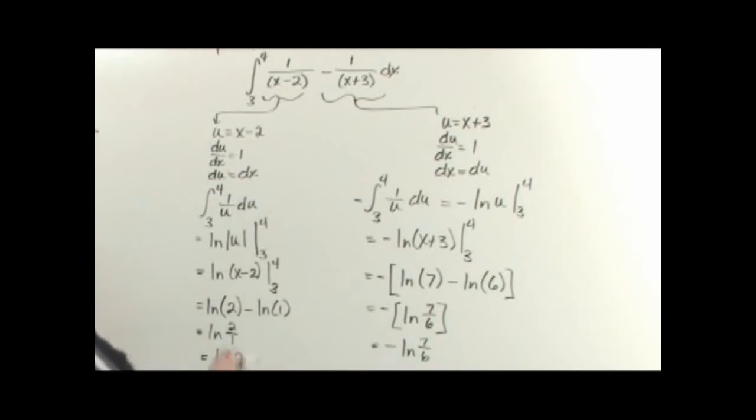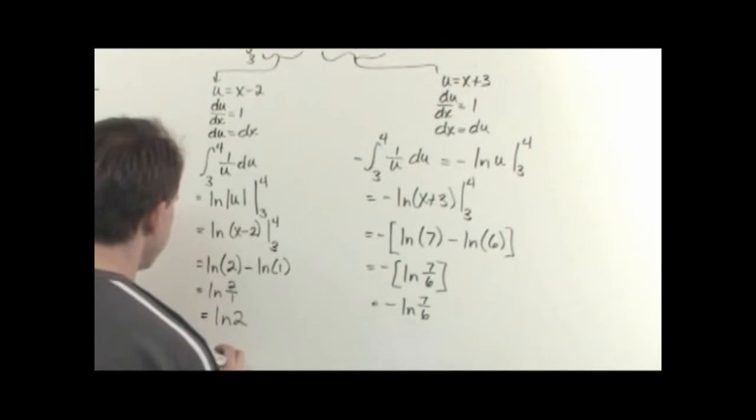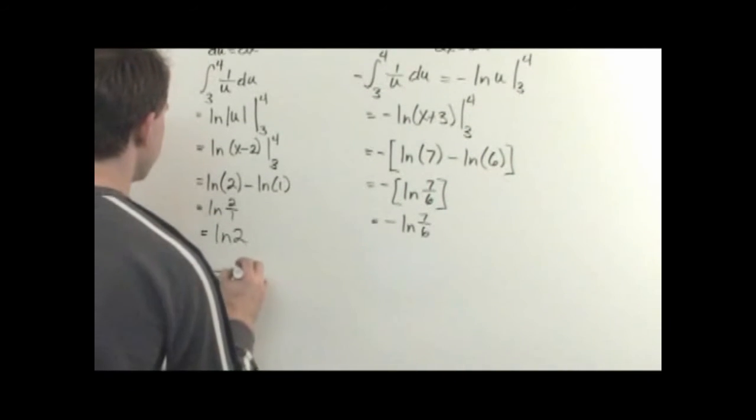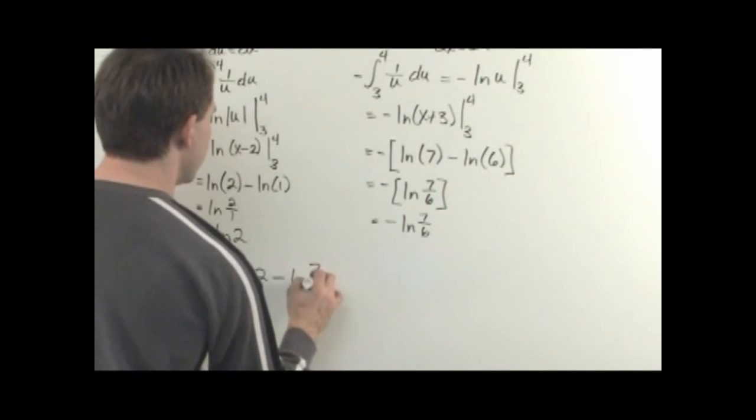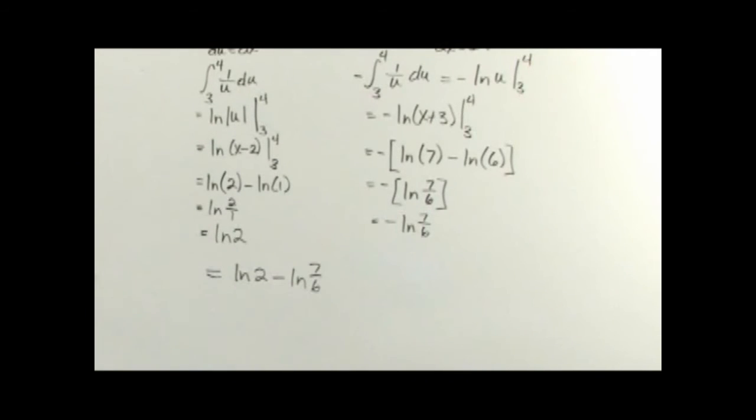So you see, this integral turned out to be natural log of 2, and the other integral turned out to be negative natural log of 7 over 6, including the negative sign. So the total answer is going to be equal to natural log of 2 minus natural log of 7 over 6.